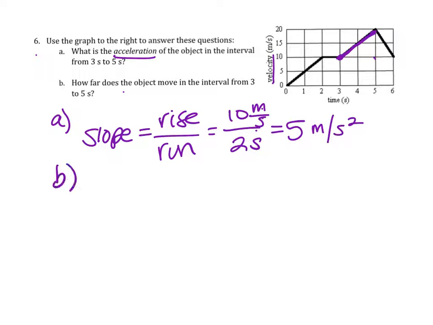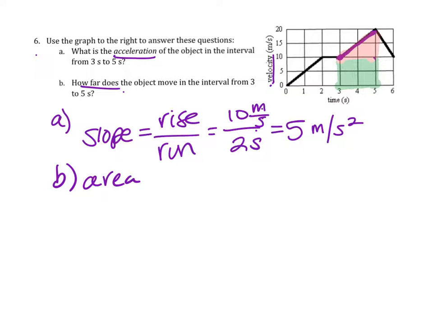For B, we are looking for how far does it go from 3 to 5 seconds. So again, we have a velocity graph, so we're going to use area. So then for this, we want between the x-axis, which is down here, and our line. So we're going to get a box out of this and a triangle, okay? And you're going to find them separately and then add them together.